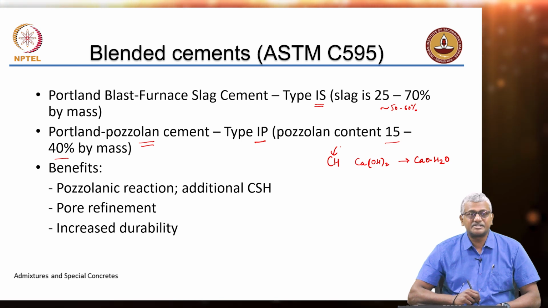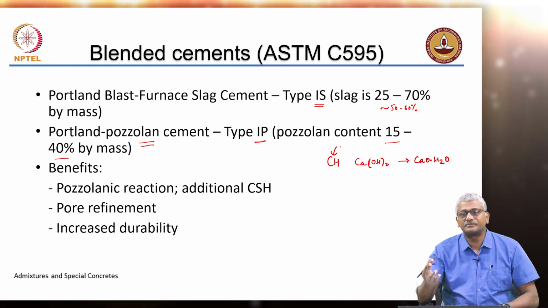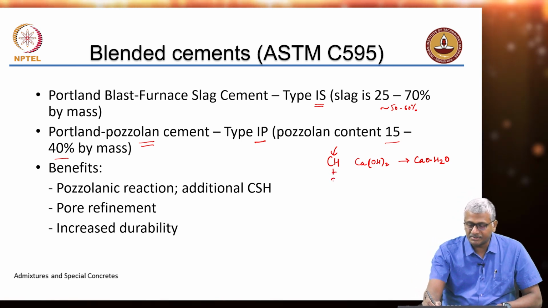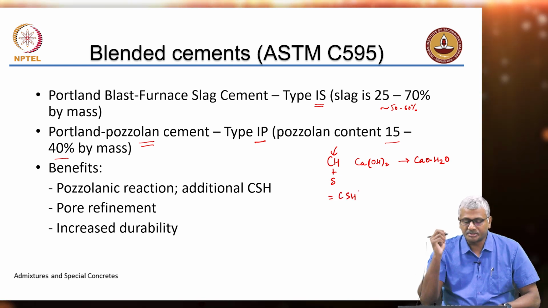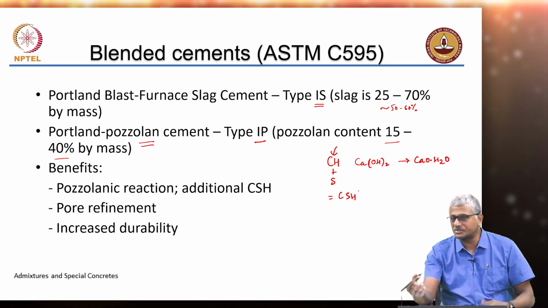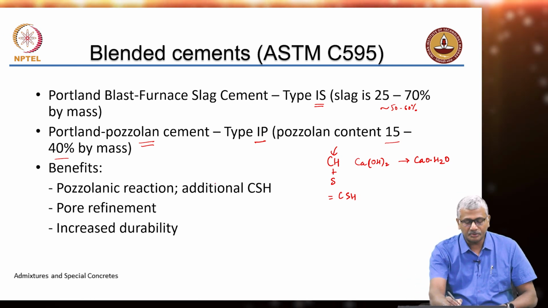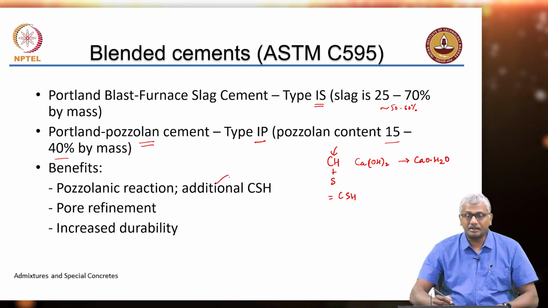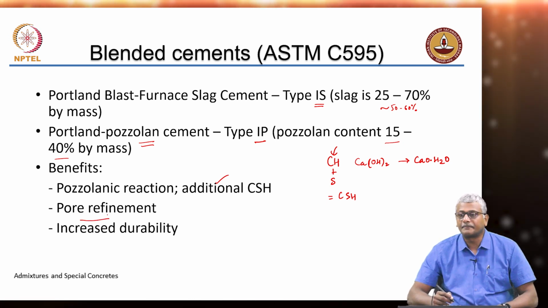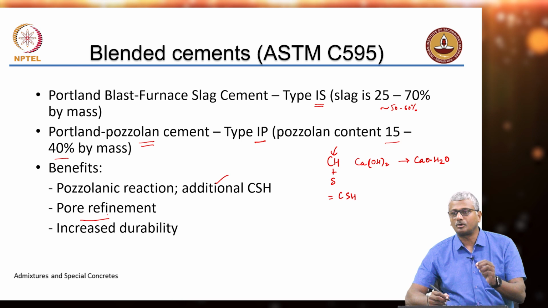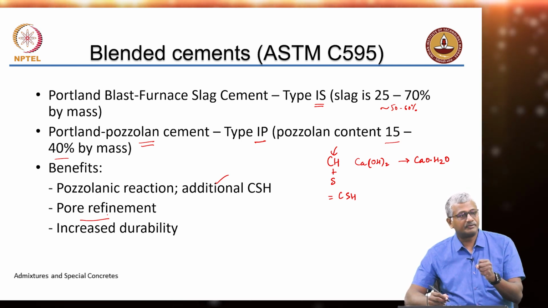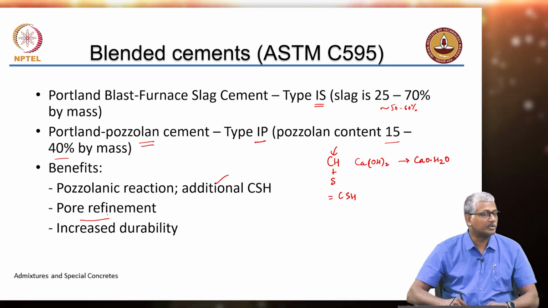So, pozzolans are basically reactive silica, right. So, they combine with CH to give CSH. CSH is calcium silicate hydrate, which is a principal binding component of cement hydration products. Okay. So, you get additional CSH, and that leads to refinement of your porosity. The pores that are in concrete become finer and finer, which makes concrete more durable in the long run.